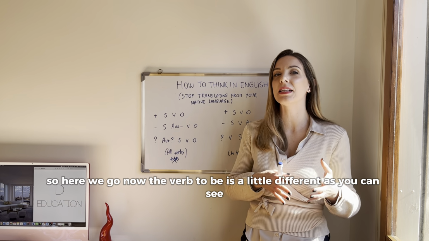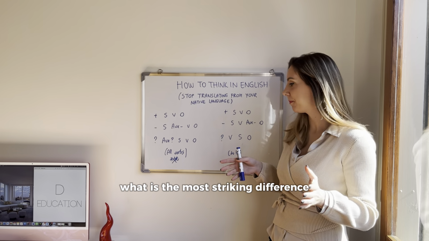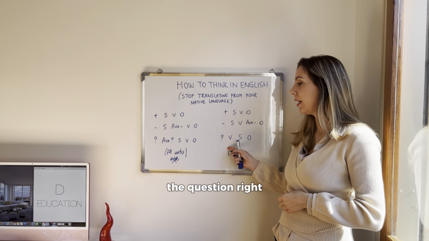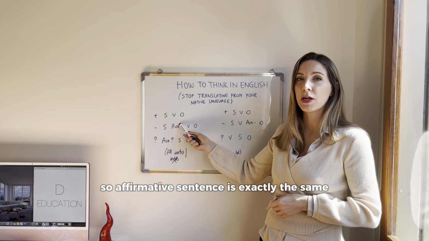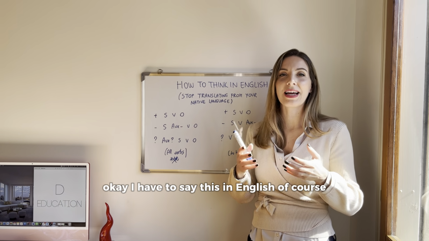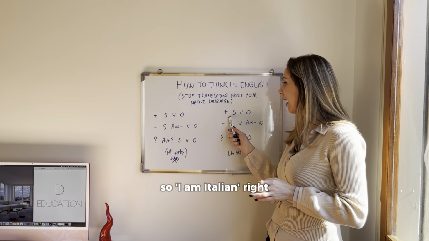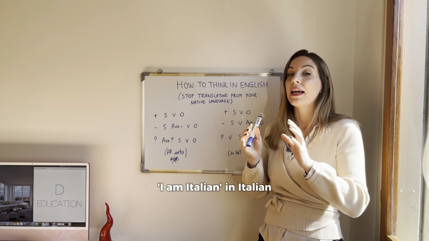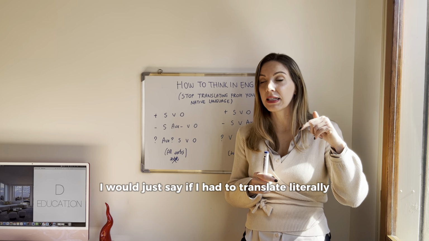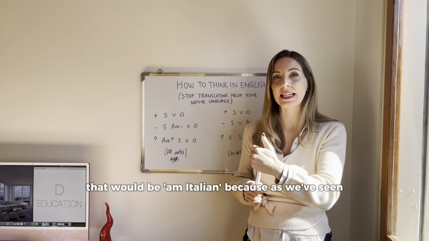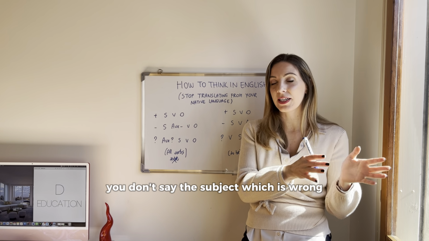Now, the verb to be is a little different. As you can see, what is the most striking difference? The question, right? But let's start from the beginning first. So the affirmative sentence is exactly the same. So if I want to say, okay, I have to say this in English, of course. So I am Italian, right? I am Italian. In Italian, if I had to translate literally, that would be "am Italian", because as we've seen, you're also learning a little bit of Italian, you don't say the subject, which is wrong.